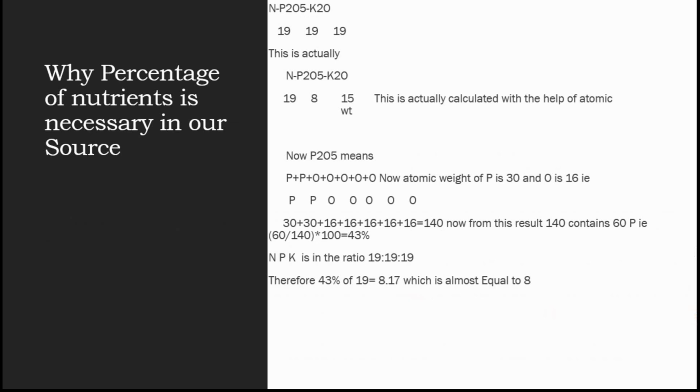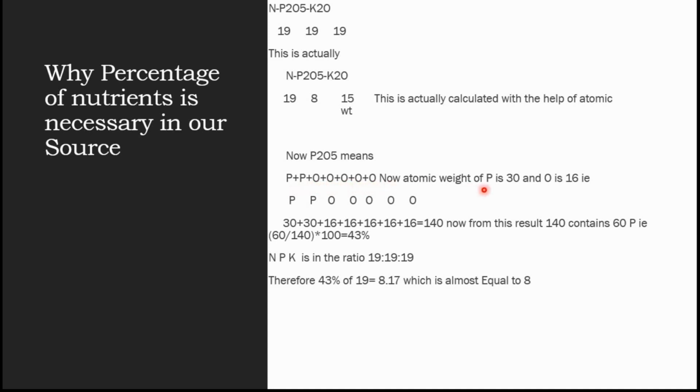Now, NPK 19-19-19 is actually N, P2O5, K2O 19-8-15. This is calculated with the help of atomic weight. P2O5 means P plus P, that is 2 phosphorus, plus O plus O plus O plus O plus O, and 5 oxygen.